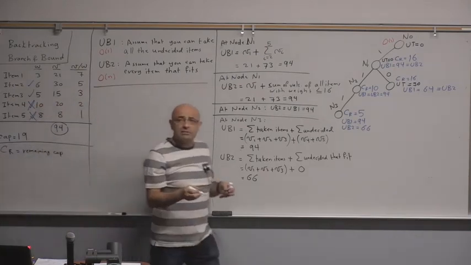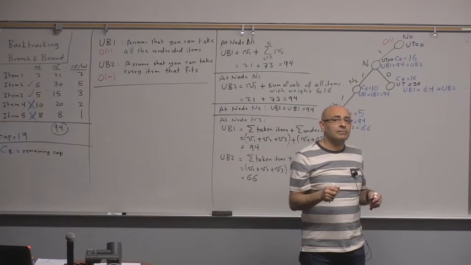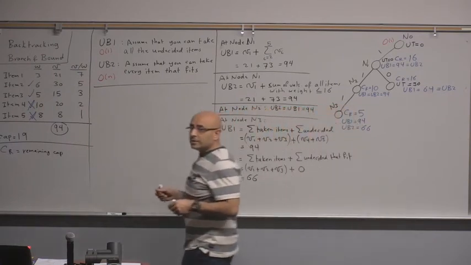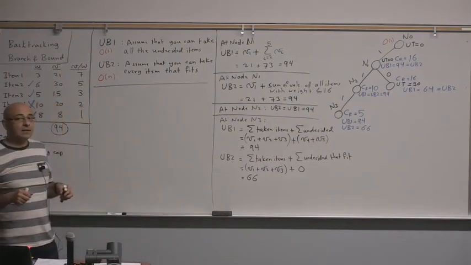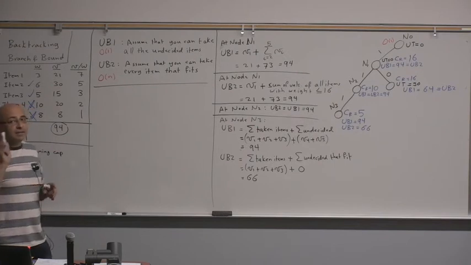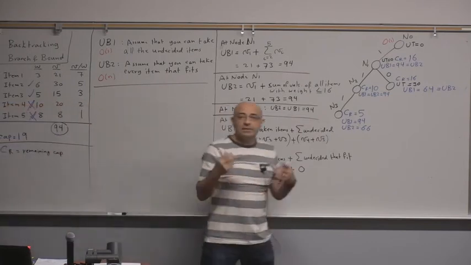Question? When does upper bound 1 terminate early? I still don't really understand that. Oh, when does upper bound 1 terminate early? Yeah. When will it stop going down the tree? Because if it can take all undecided items. Yeah, it will take all undecided items. So what will make upper bound 1 smaller?